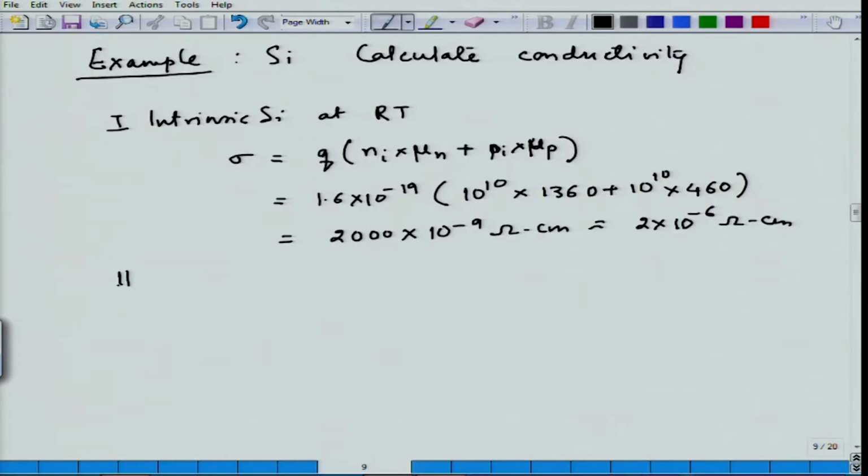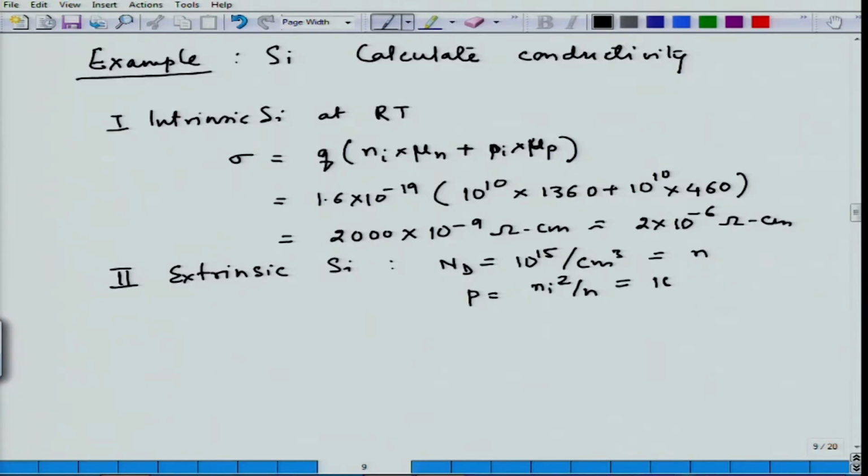Now, if I do the calculation for an extrinsic semiconductor, extrinsic silicon, let me give values where the donor concentration is equal to 10 to the power 15 per centimeter cube. If all of them are ionized, this will be equal to n for the extrinsic material, and p will come out to be Ni square divided by n, which is going to be 10 to the power 5 per centimeter cube.